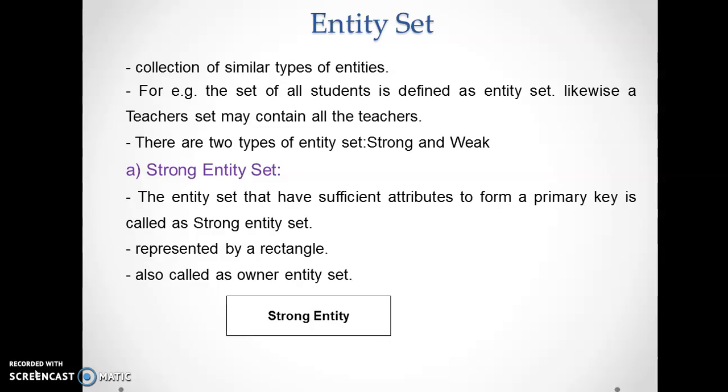Strong entity set means this is the set which has sufficient attributes to define the primary key. Means this set can have one attribute which can be taken as a primary key. Primary key means for unique identification. The strong entity set is represented using a rectangle. This is also called the owner entity set.